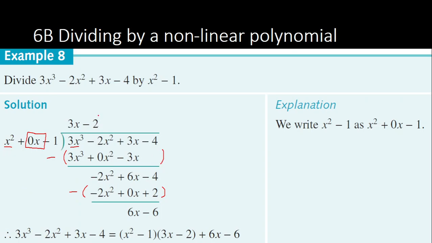Finally, you end up with the quotient of 3x minus 2. That's your remainder. So our dividend on the left hand side is equal to our divisor here times the quotient that's coming from there plus the remainder. Again, notice how the remainder has a degree 1 and the divisor has a degree 2.